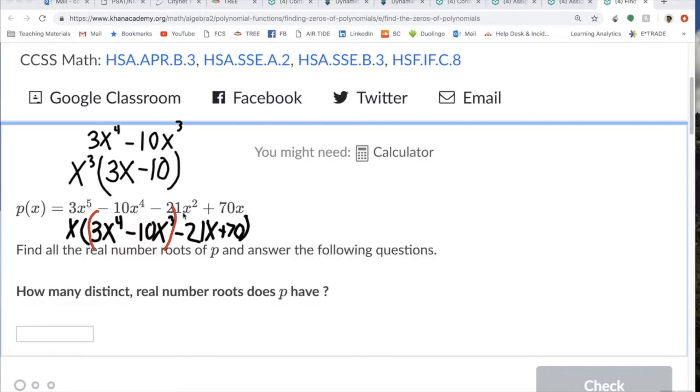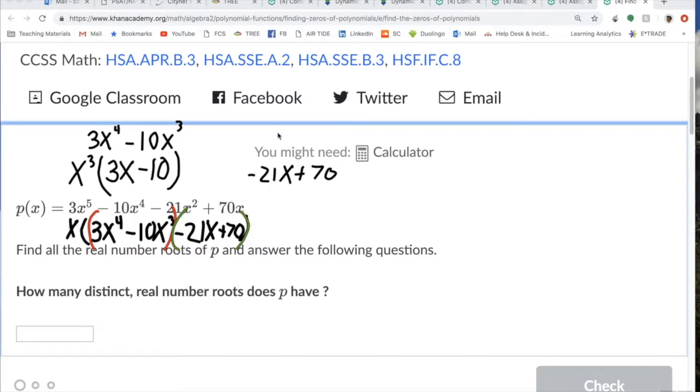Now let's go in green over here, and let's take care of a different grouping. We're going to factor this out. And this will be negative 21x plus 70. All right, so there's something we can get out of that. If we notice, 21 and 70 both have a common factor of 3. We actually also have a common factor of 7.